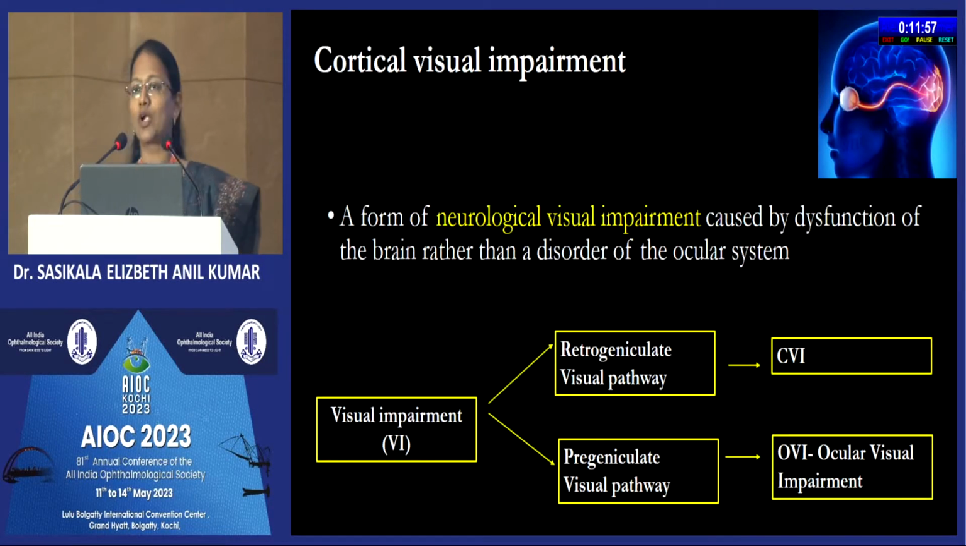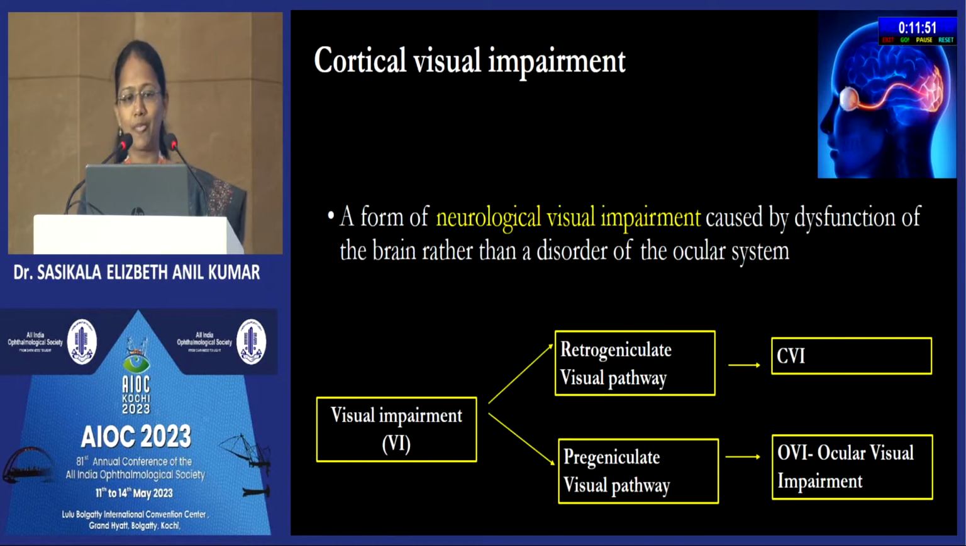So vision is a product of the complex system of which the eyes are a part. 40% of the brain is involved in visual function. CVI is a form of neurological visual impairment caused by dysfunction of the brain rather than a disorder of the ocular system. Anything posterior to the lateral geniculate, the retrogeniculate visual pathway, results in CVI, and pregeniculate, we term as an ocular visual impairment.